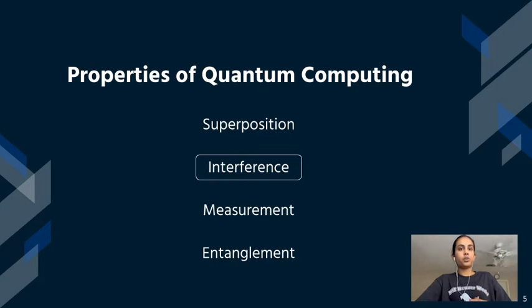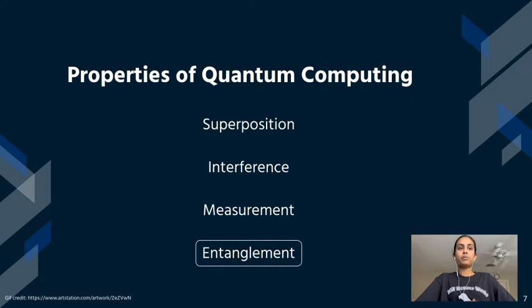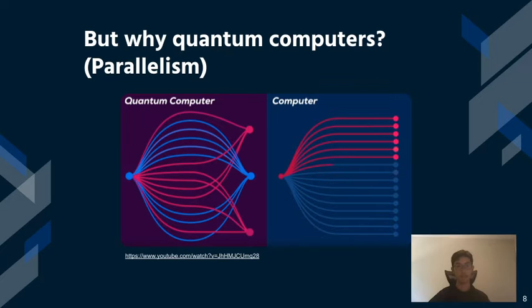Taking the analogy of a coin, using superposition and interference, the coin is now spinning, but we only know if it's a heads or a tails once the coin stops spinning. This concept is known as measurement, and the last fundamental property is entanglement. This is when we measure a single qubit, and based on the output, we're able to determine the states of the other qubits.